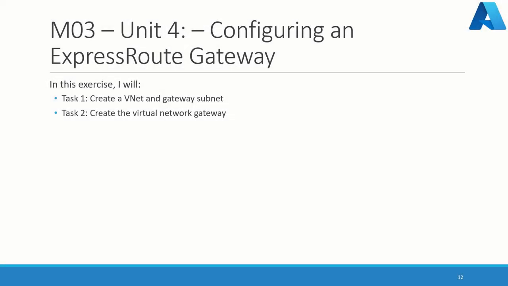In this exercise, I'm going to configure an ExpressRoute Gateway. So there are two tasks that I will perform. The first task is that I'm going to create a VNet and a gateway subnet. Then I will now create the virtual network gateway.